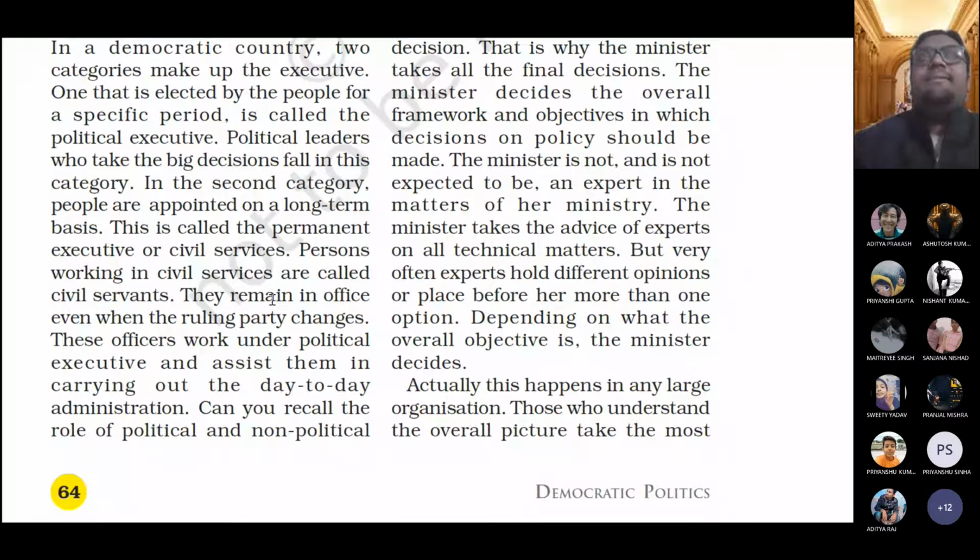Now you all tell me, between the political executive and the permanent executive, who is more powerful? Think, and think about what democracy is. In a democracy, who is more powerful? Like in Rajya Sabha and Lok Sabha, which was more powerful? The house which was chosen by the people. Same way, who will be more powerful? The ministers whom we elect, who are playing the role of the executive, or the IAS officers, PCS, and the civil servants?